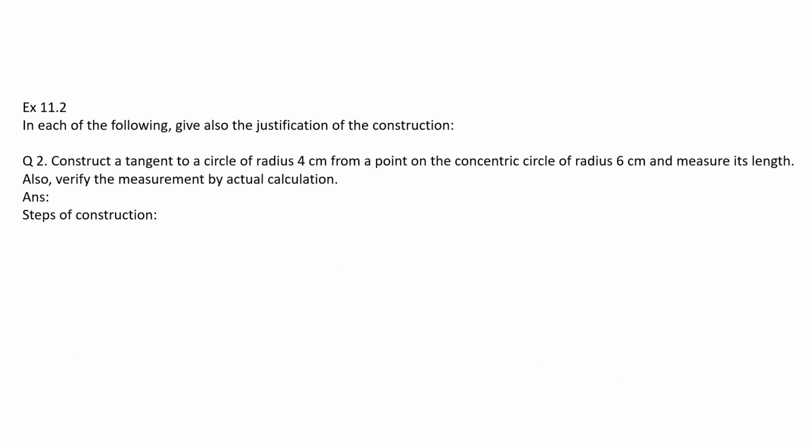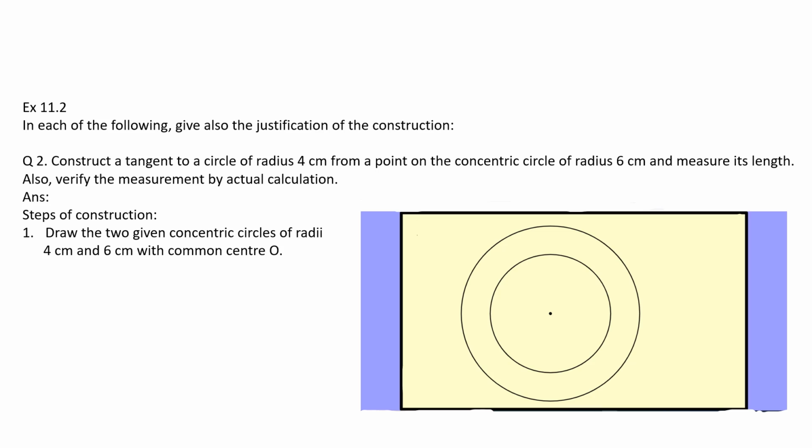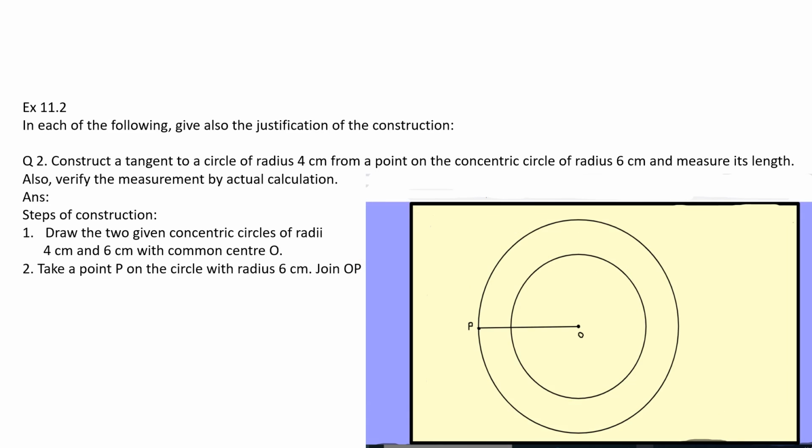Next is question number 2. Construct a tangent to a circle of radius 4 cm from a point on the concentric circle of 6 cm and measure its length. Also verify the measurement by actual calculation. First we will start with the steps of construction. So what are you given? That will be your first step. We will draw two concentric circles of radii 4 cm and 6 cm with the common center O.